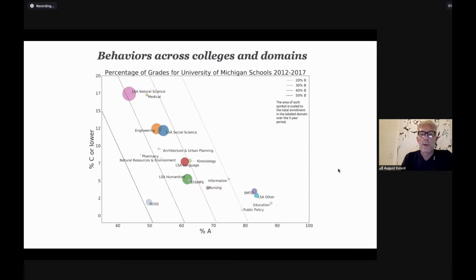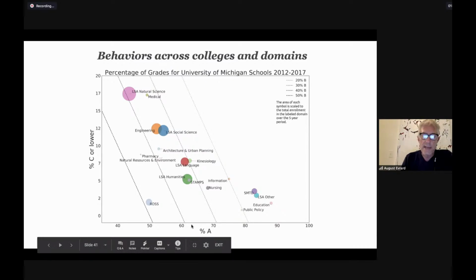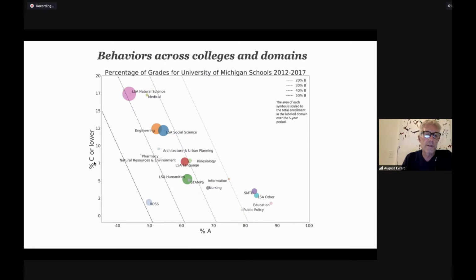Now they are pretty much rising everywhere, but there's still a differentiation among the colleges and divisions. So here I'm just showing you, for example, this x-axis is the percent of A grades handed out for undergraduate courses. The y-axis is the percent of C or lower, and then the fraction of B's is given by these lines, right? Because the whole sum has to be 1.